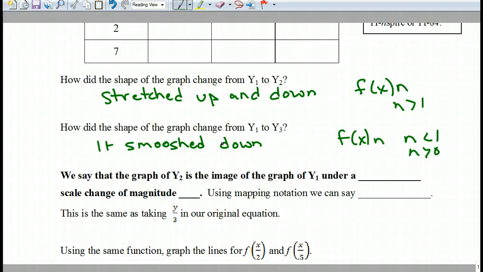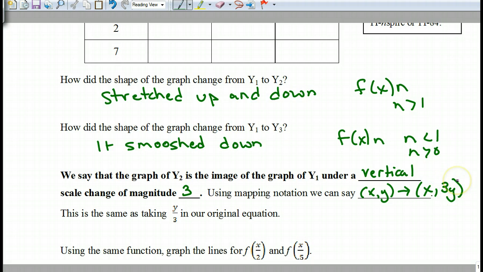Okay, so it says, we say that the graph of y2 is the image of the graph of y1 under a vertical scale change of magnitude, in this case 3, because we multiplied by 3. Using mapping notation, we can say that we did this to it. Right? You're basically multiplying the y's by 3.